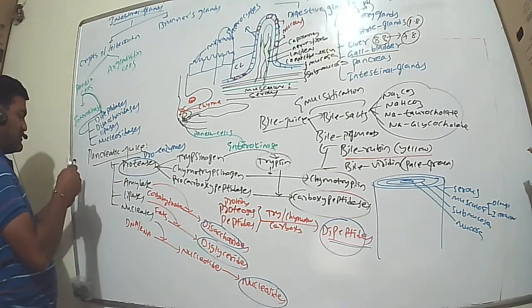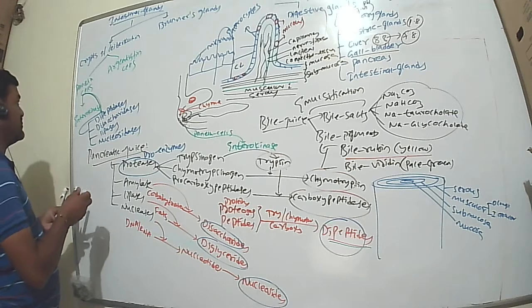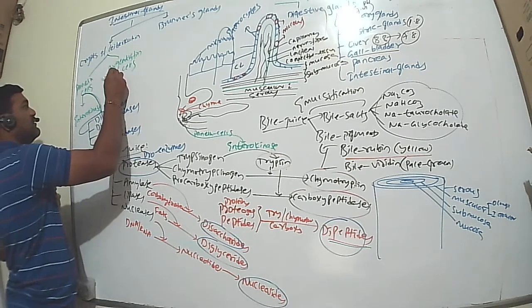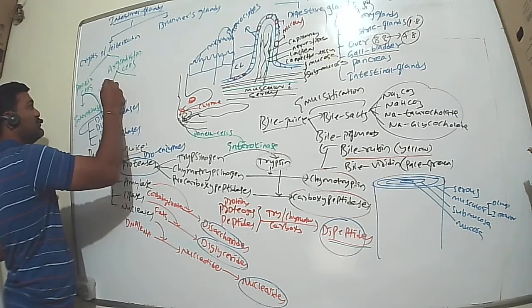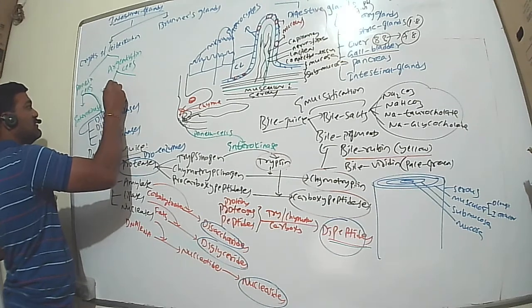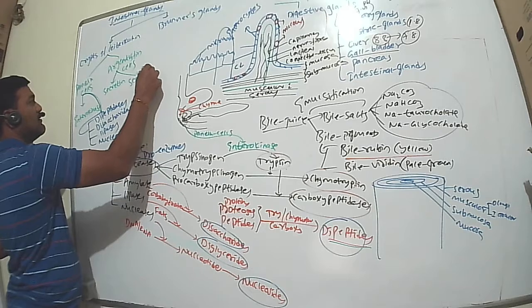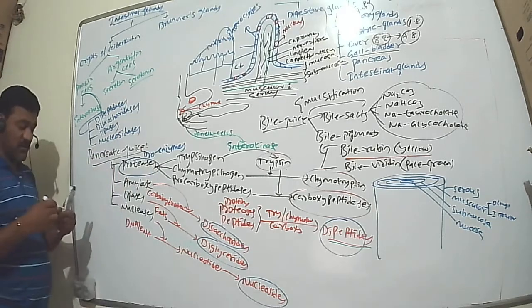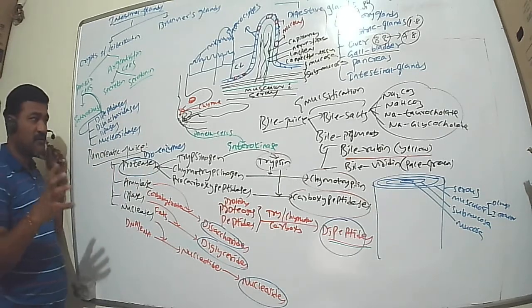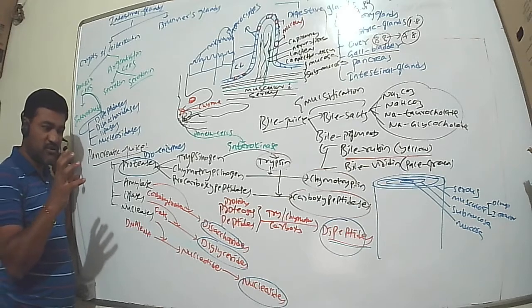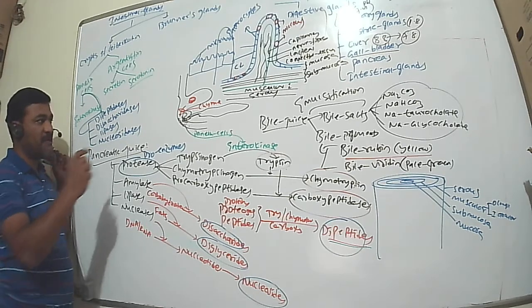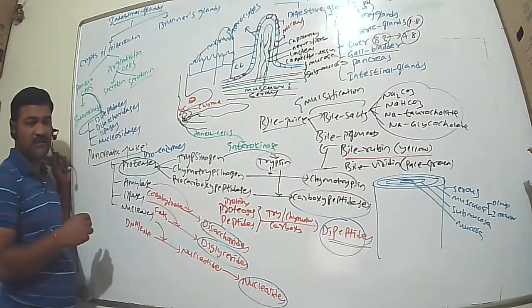And then the Argentaffin cells will release hormones. They will release two hormones. One is secretin and the other is serotonin. Serotonin is a very powerful hormone. It's a very powerful stimulant of the small intestine. It stimulates the contraction of the small intestine. It helps in the peristaltic movements of the small intestine.